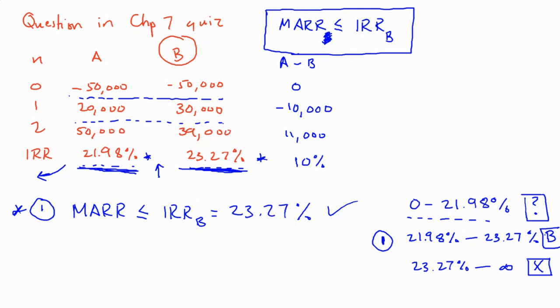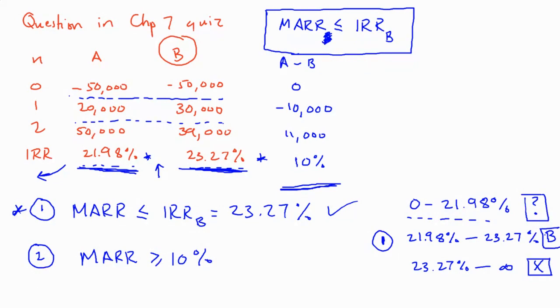Based on what I found, what should be the other condition that I can write down? When will I choose B out of this column? This incremental analysis column. If MAR is greater than 10. Exactly. Right, so my MAR, in order to choose B, has to be greater than or equal to 10%.